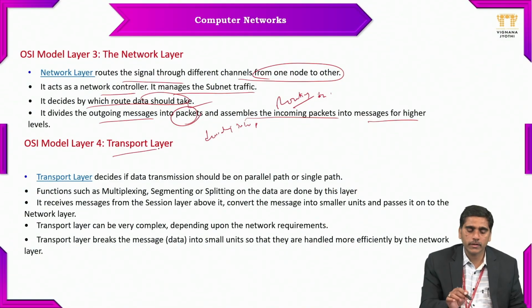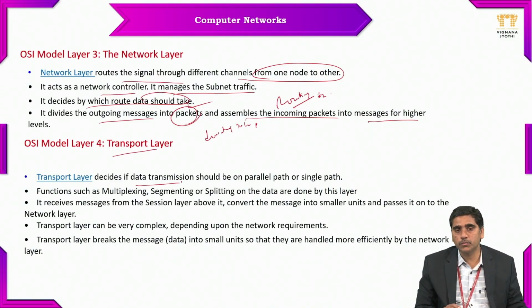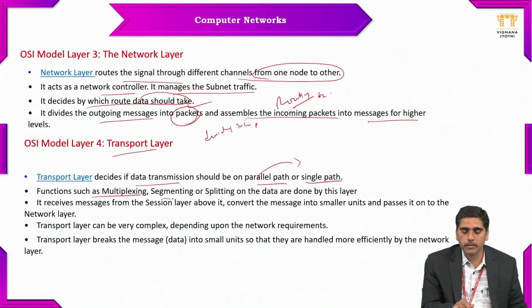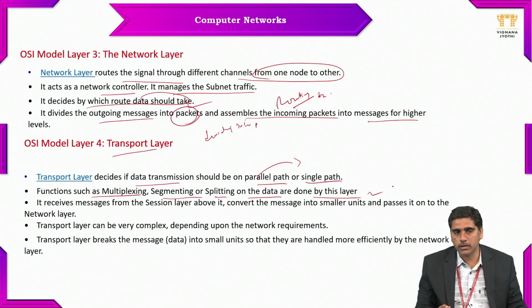And the fourth one is what? Transport layer. Transport layer decides if the data transmission should be on a parallel path or a single path. So how it is taking the direction, parallel path or single path. And functions such as multiplexing, segmentation or splitting of the data are done by this layer only.